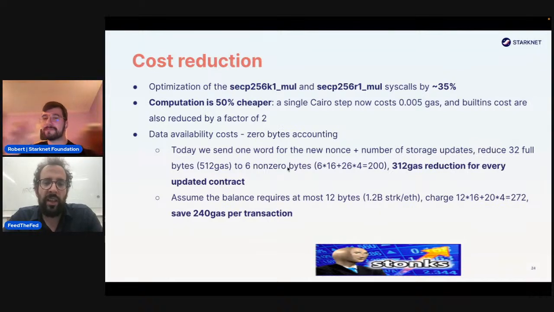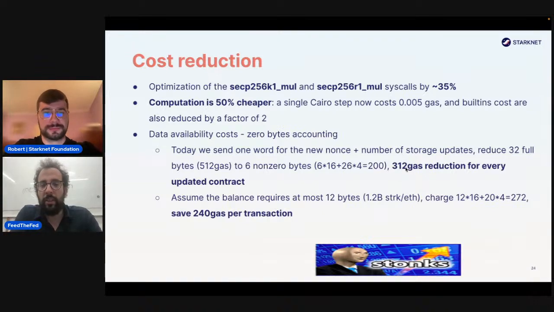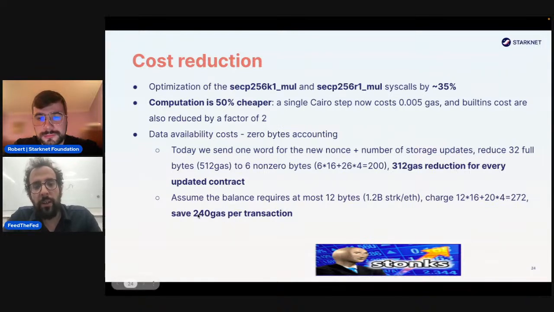And this means we can, instead of charging the full 512 gas, only charge 200 gas. So this is around a 300 gas reduction for every single contract that was updated. Every single contract that was updated, you'll pay 300 less gas for doing it. And for every transaction, you will pay 240 less gas because we'll charge less for updating your balance.